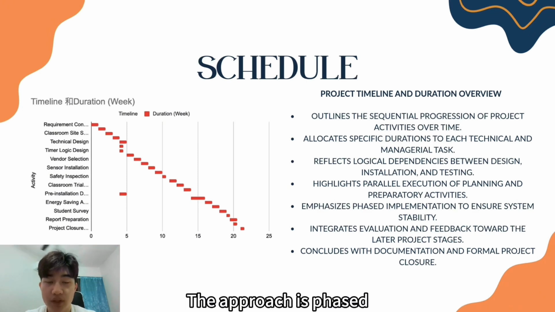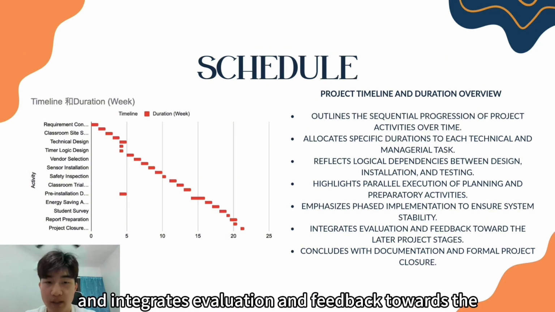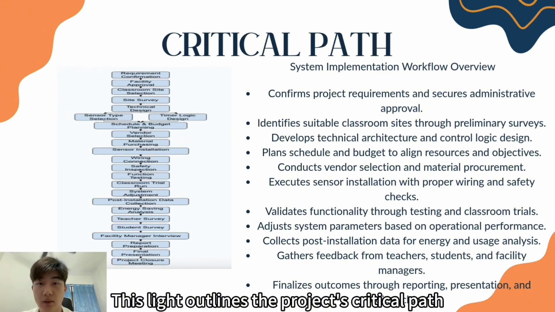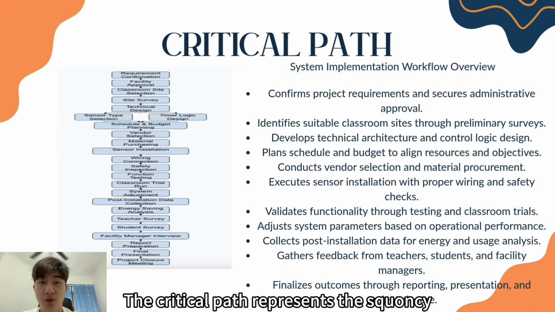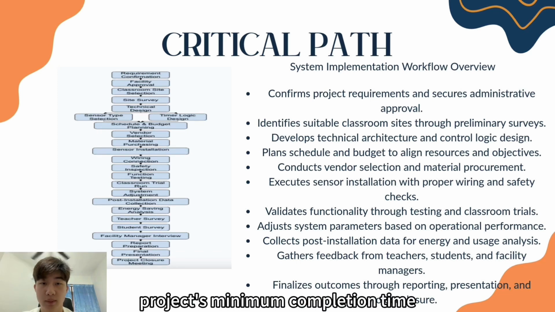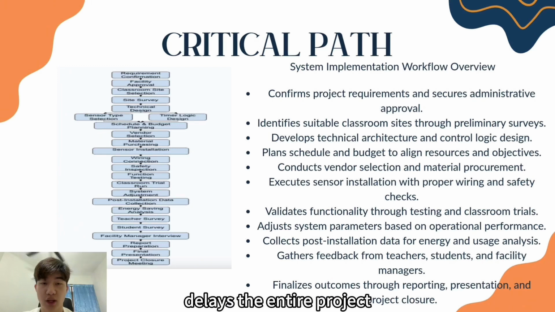The approach is phased, ensuring system stability is verified before moving forward and integrates evaluation and feedback towards the end before formal project closure. This slide outlines the project's critical path. The critical path represents the sequence of essential tasks that directly determine the project's minimum completion time. It is crucial because any delay in these steps delays the entire project.